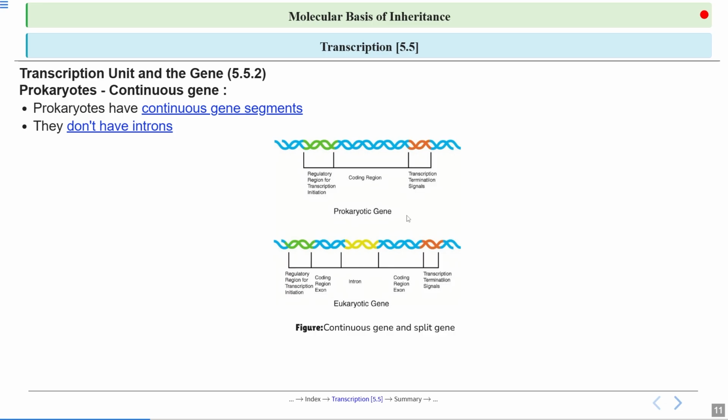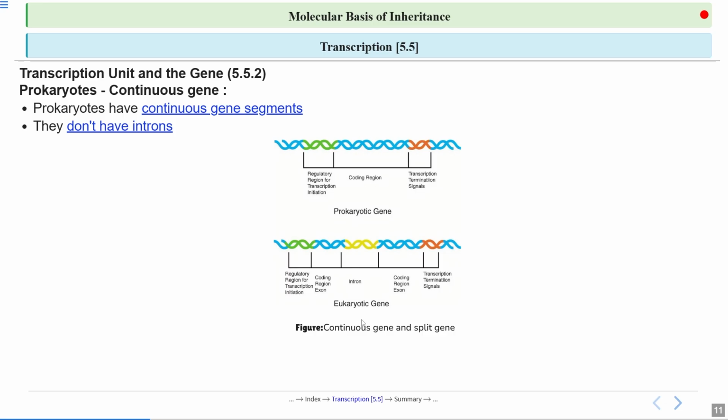And what we have talked about, prokaryotes are polycistronic, meaning they have multiple cistrons that code for multiple polypeptides. So here you can see the prokaryotic gene. This is the regulatory region for transcription initiation, which is going to be the promoter and all those things. Then this is the coding region, the structural gene, which is going to code for the protein. Then there will be a transcriptional termination signal, where we have a terminator and the like. A prokaryotic gene is continuous, it looks like this.